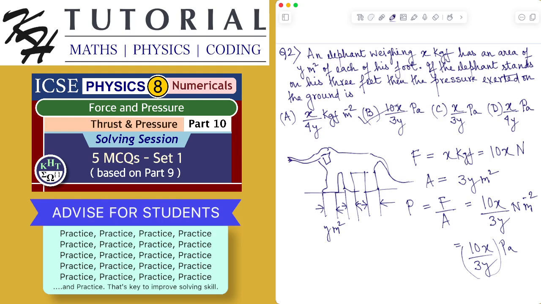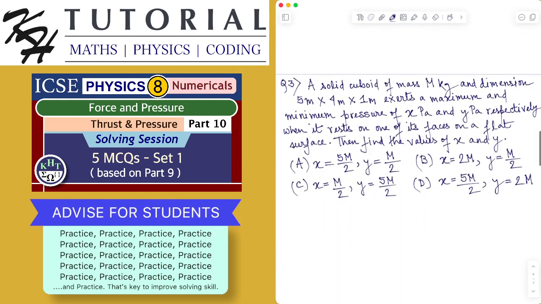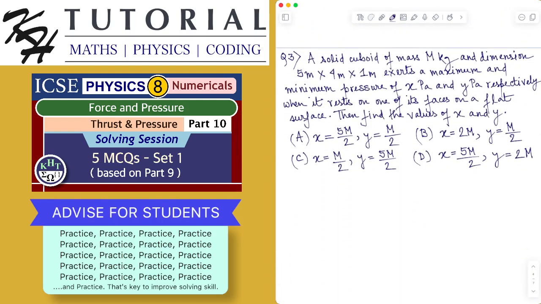Let's see the next problem. Question number 3. A solid cuboid of mass m kilogram and dimension 4 meter by 5 meter by 1 meter exerts a maximum and minimum pressure of x Pascal and y Pascal respectively when it rests on one of its faces on a flat surface. Then find the values of x and y.